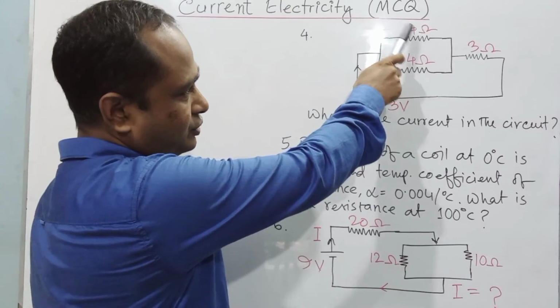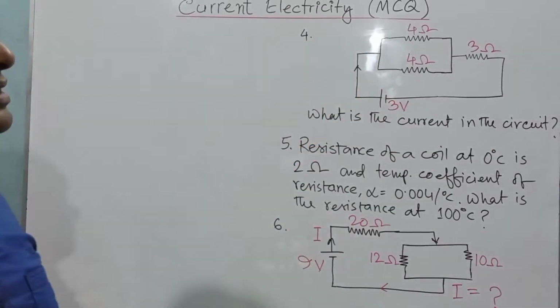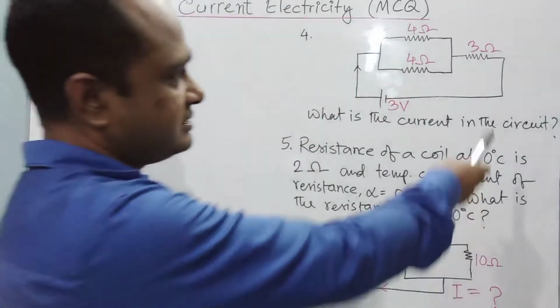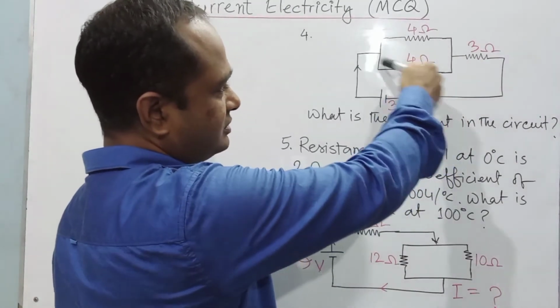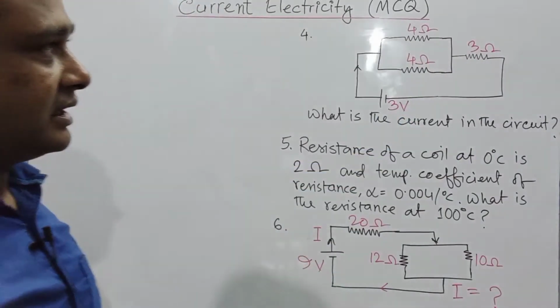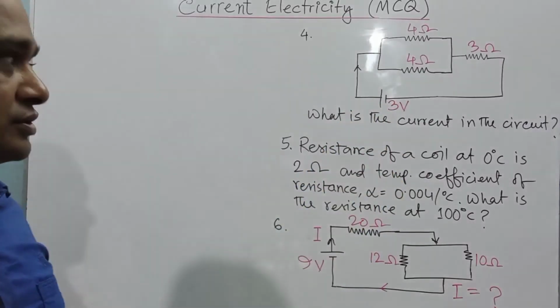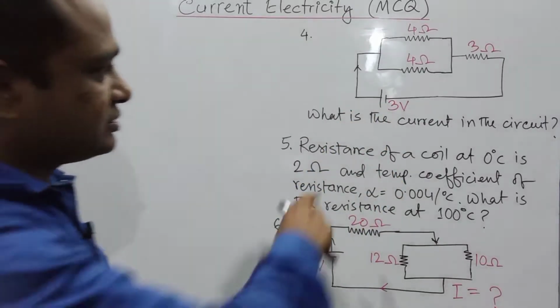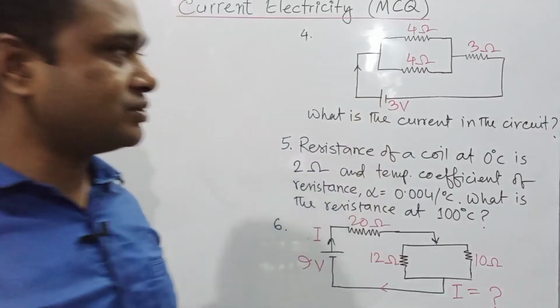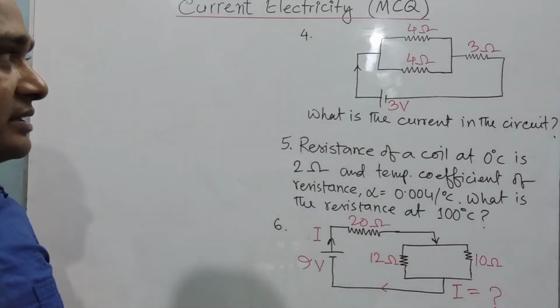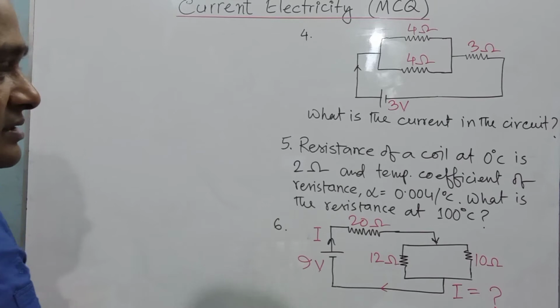Two resistances, 4 ohm and 4 ohm, are connected in parallel, then a resistance of 3 ohm is connected in series with this combination, and the whole circuit is connected with a source of 3 volt. So the question is, what is the current in the circuit? We have to calculate the current in the circuit, right?